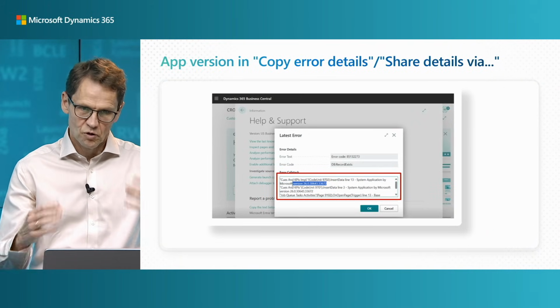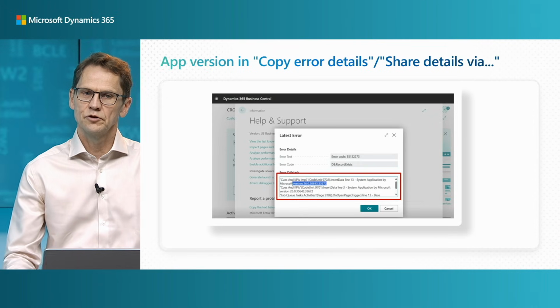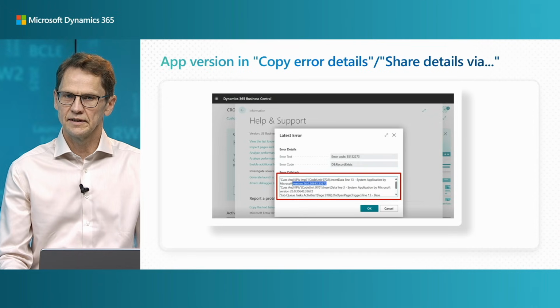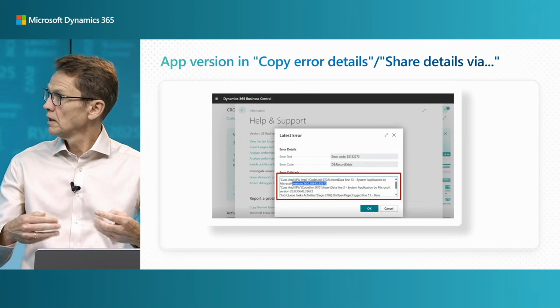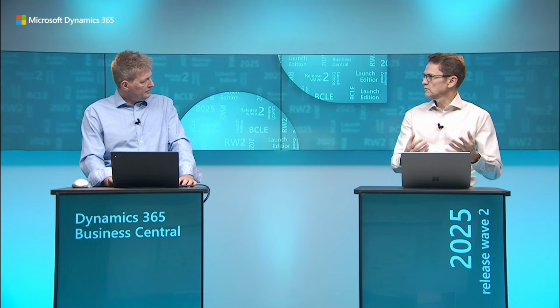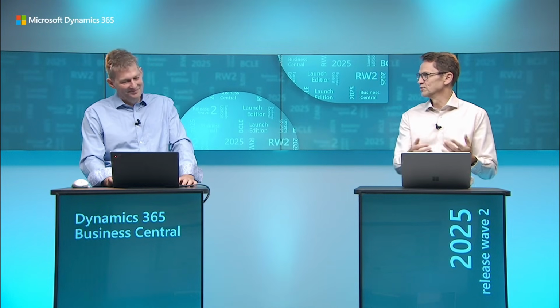And then a very small little thing, the app version is now included in the copy error details. When you are so unlucky that you'll find the one bug left in the product and you want to report it.